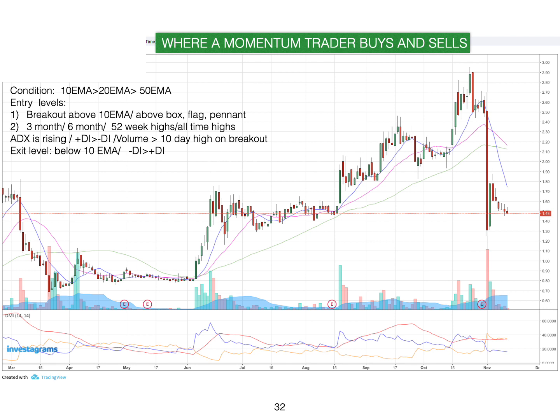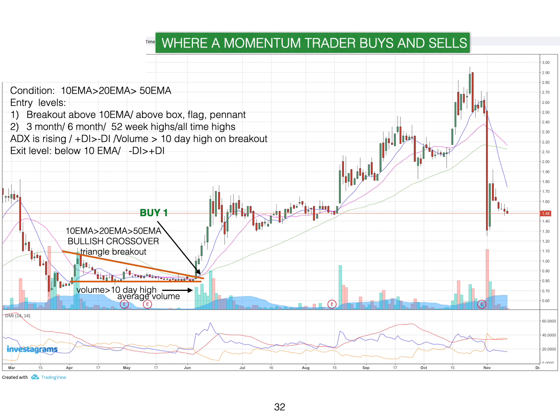Now, what is the condition for a momentum trade? The 10 EMA should be higher than the 20 and the 50 EMA. Where do we enter? We enter on the breakout above the 10 EMA or above the box, flag, or pennant patterns. Momentum traders could also enter above the 3-month, 6-month, or 52-week highs or all-time highs.